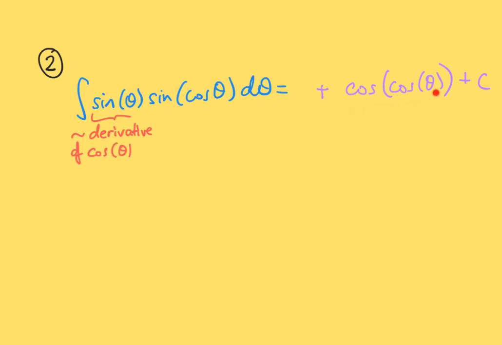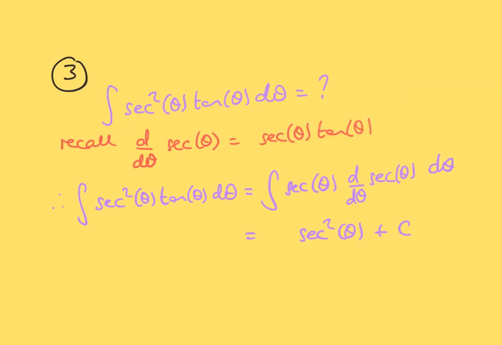Minus sine of cos theta multiplied by derivative of that minus sign, minus is plus. So yes, that gives us exactly this. This integral is correct. Let's look at the third example.